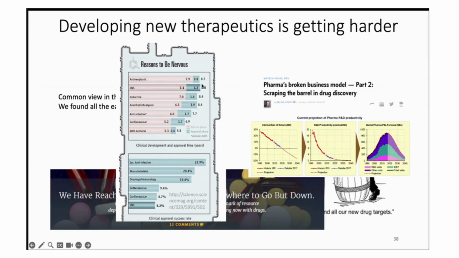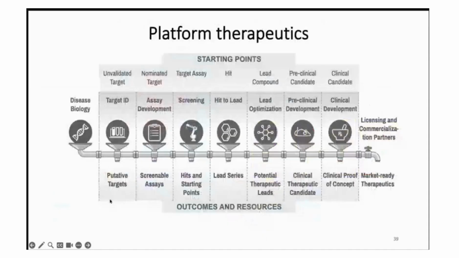It takes about 9 years to develop a new drug, and it's only successful 8.2% of the time, despite all the smartest people in pharma trying really hard to make that happen, right? So that's a problem. Drug development is difficult.